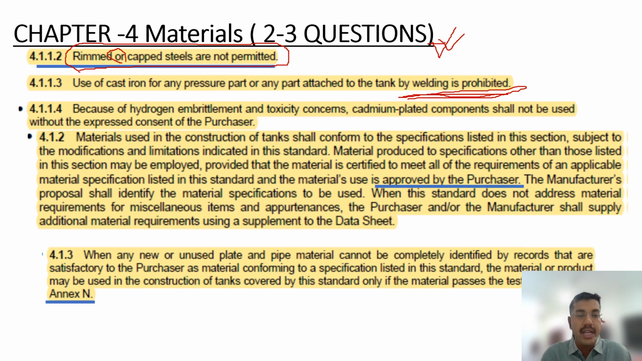Because of hydrogen embrittlement. Hydrogen embrittlement, when will it happen? When there is welding. Okay. And toxicity concerns: cadmium plated components shall not be used without the expressed consent of the purchaser.